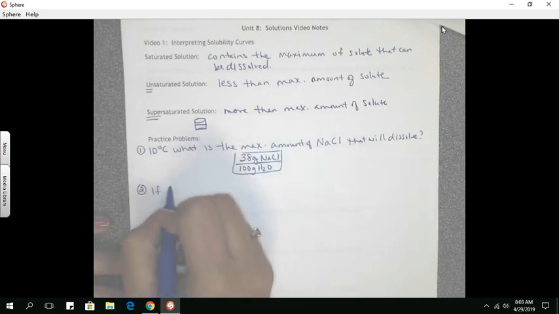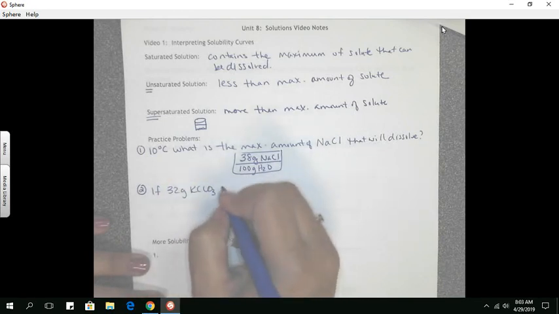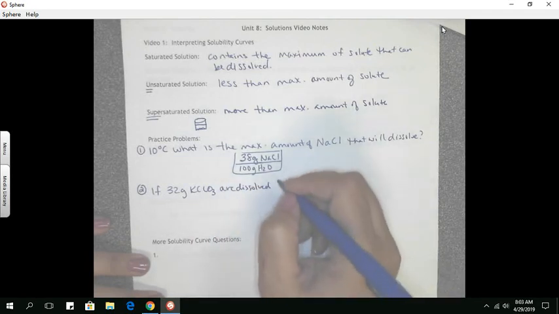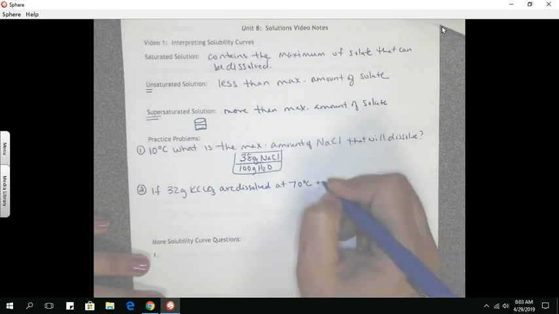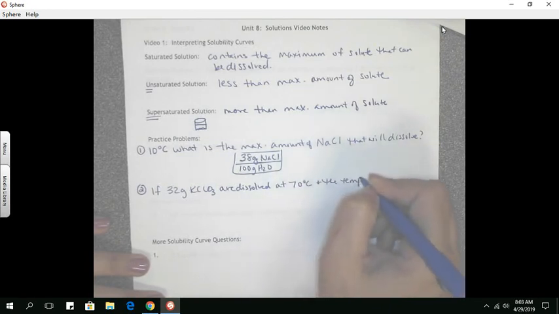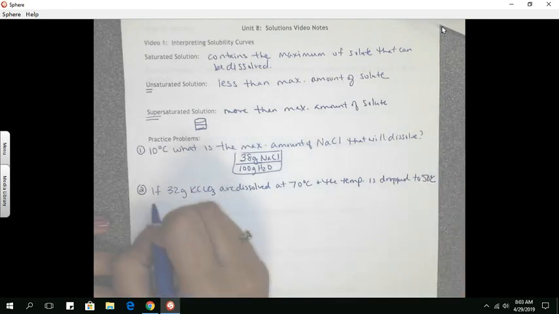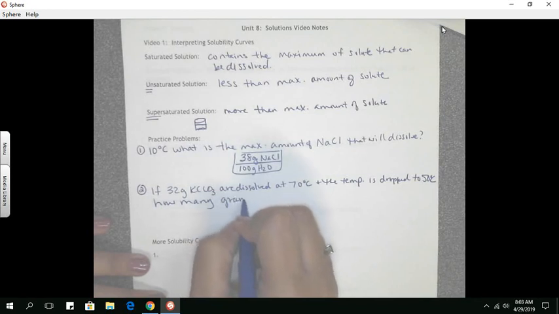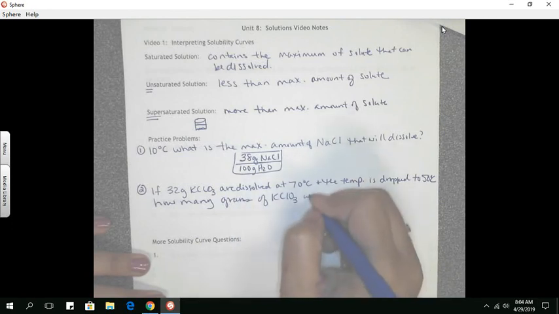If 32 grams of potassium chlorate are dissolved, of course in our 100 grams of water, at 70 degrees, and the temperature is dropped to 50 degrees, how many grams of our solute potassium chlorate will precipitate?